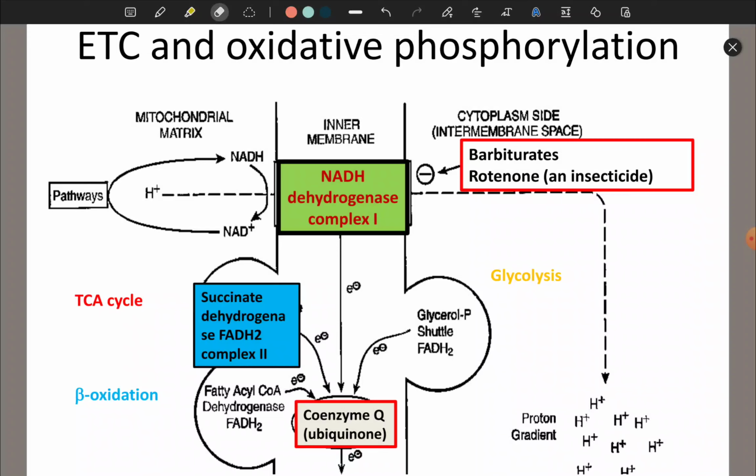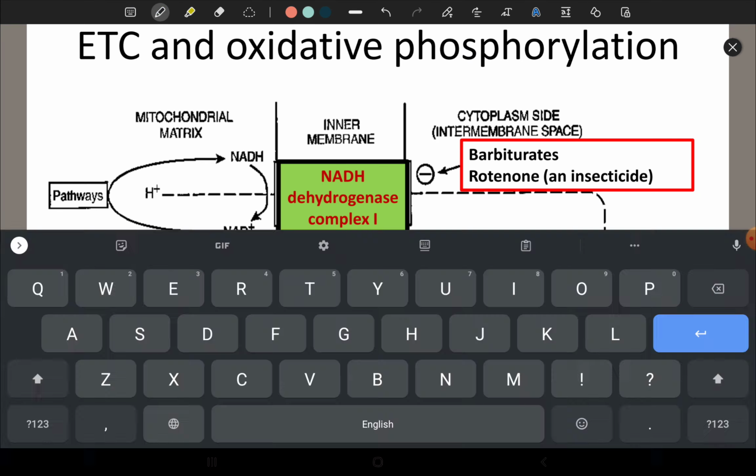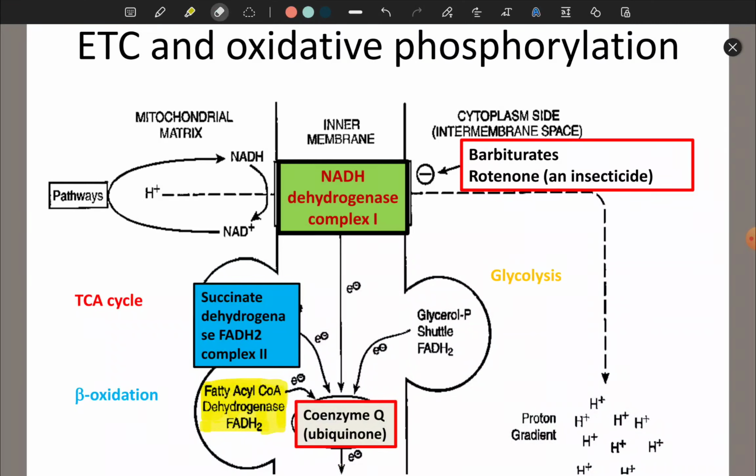Also, in beta oxidation of the fatty acid, we have an important enzyme called fatty acyl-CoA dehydrogenase. It generates FADH2 to give to coenzyme Q again. Also, on the cytoplasmic side of the cell, we have the glycerol phosphate shuttle. It generates FADH2 and gives the FADH2 again to coenzyme Q. Of course, FADH2 is present in a lower amount compared to NADH. So they are minor in number compared to NADH, but they bypass complex 1 directly to coenzyme Q or ubiquinone.